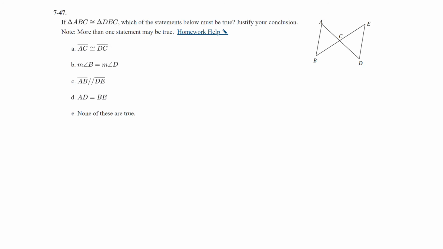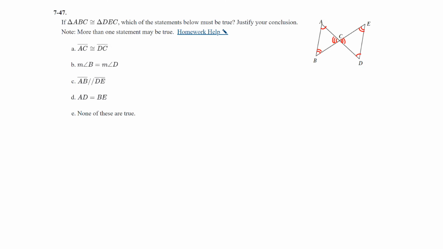So first, before I start jumping into the statements, let's just go ahead and mark some of the information that we know since the triangles are congruent. Angle A would have to correspond to angle D. So once again, these two have to match up in terms of congruency. B and E have to be congruent, so that means angle B and angle E, and then angle C and angle C have to be the same, and those are vertical angles as well.